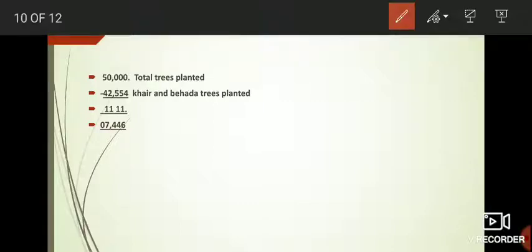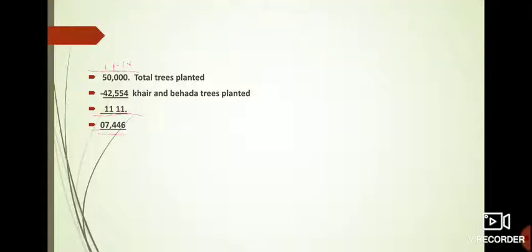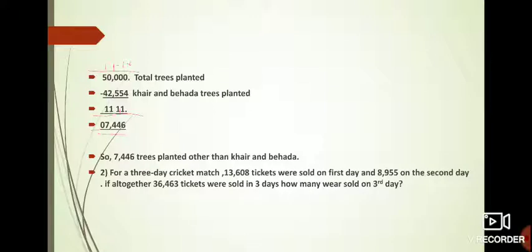Here we borrowed 1, students. We can't subtract 4 from 0, that's why this borrowed one, and here it is 10. Here also all the numbers become 9 only, students. And 5 minus 4 plus 1 is 0, that's why here 0 is coming. So 7,446 trees are other kinds of plants which are neither khair nor beda. Okay, we will see the last example.